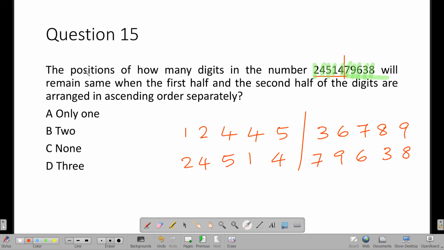They are asking you the positions of how many digits in this given number remain the same when this kind of rearrangement is done. But we can actually see that all the digits involved in this given number are getting shuffled here. So none of those digits are in the same position. So you have to mark option C, none, as your answer choice here, because every digit pertaining to this given number is getting shuffled. So you should mark option C as your answer choice.